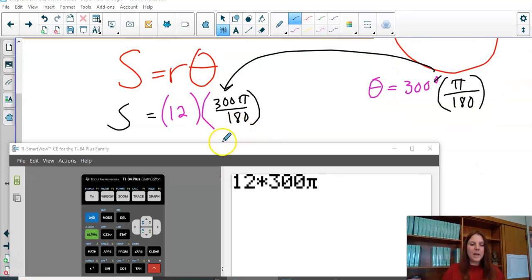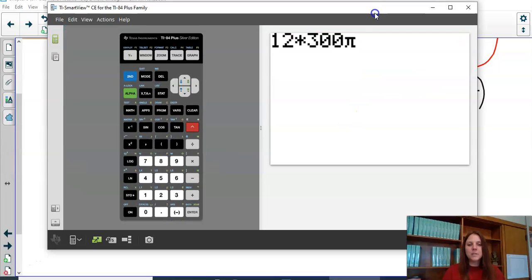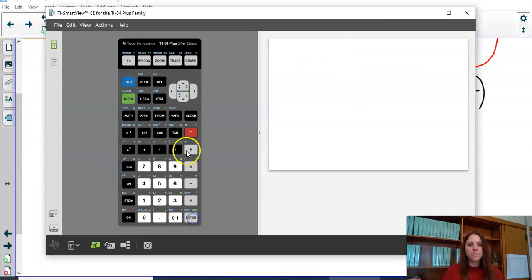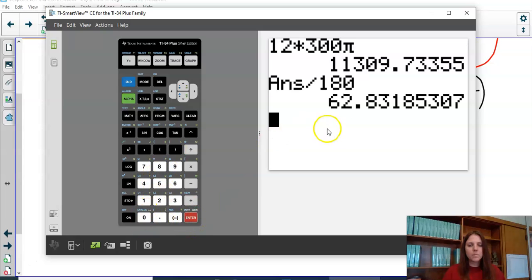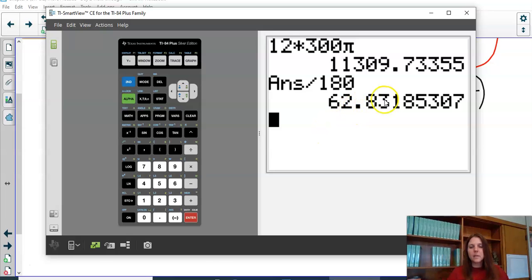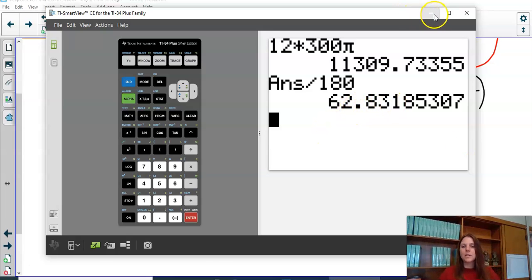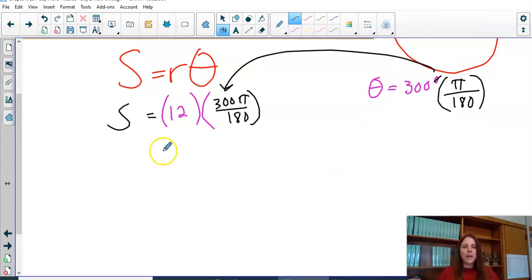This time I am going to give my answer as a decimal, so I can multiply in my calculator 12 times 300 times pi. I'm going to hit enter, and then I'm going to divide by 180. And I get 62.8. I'm going to round to the tenths place, so 62.8, and I believe this is feet this time. So yes, 62.8 feet.